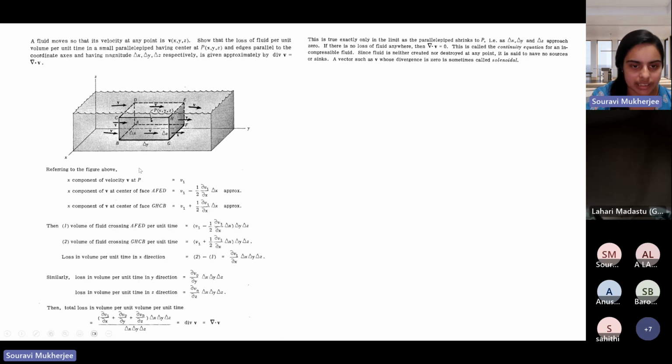Similarly, you can find the thing in the y direction and in the z direction. So now if you consider the total loss of volume, what are you getting? You are getting del V1 del x plus del V2 del y plus del V3 del z. And that is nothing but the divergence of V.